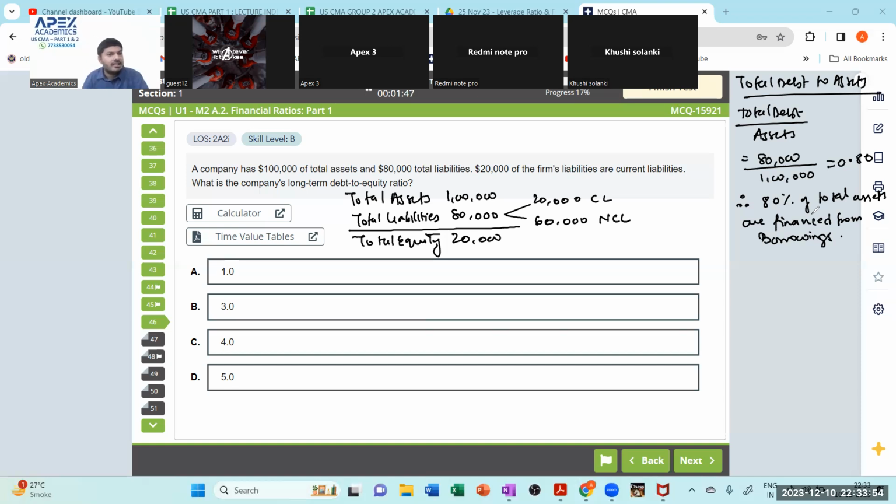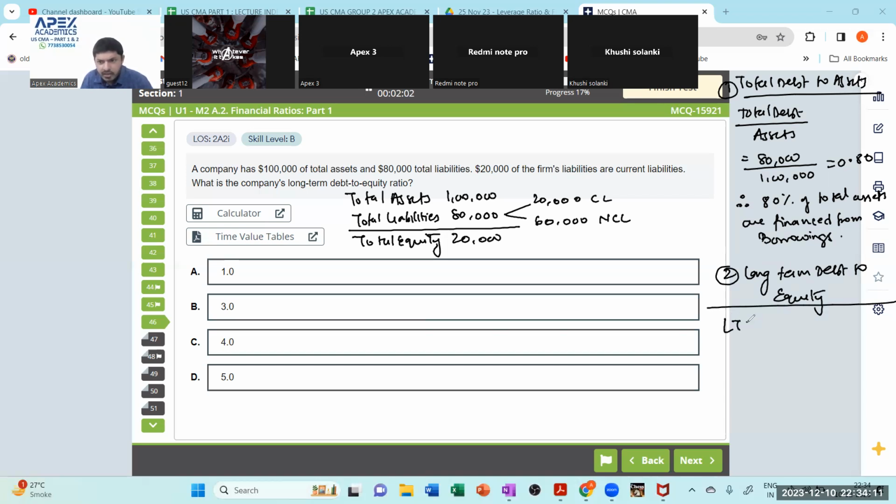80% of your existence is debt. You're screwed, right? This is your first one. Total debt to your assets. Second one, long-term debt to equity. This can be calculated now.